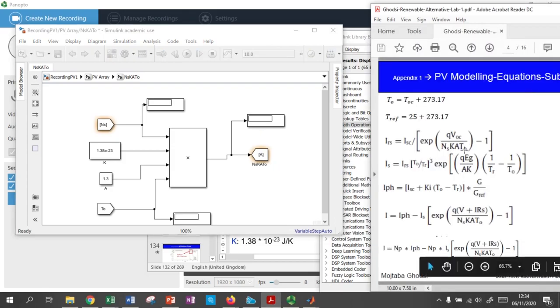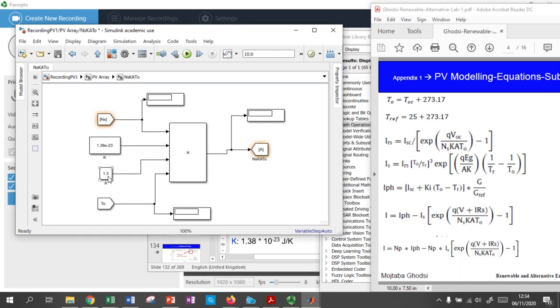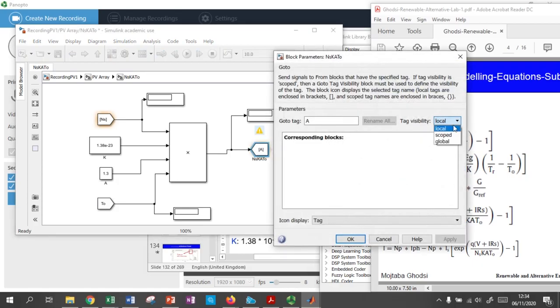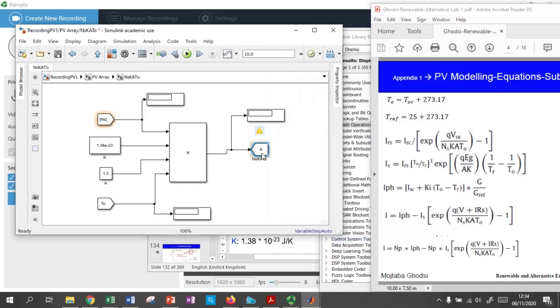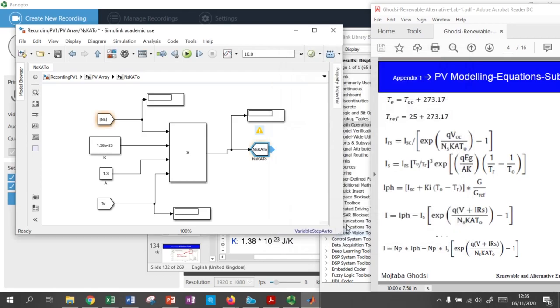Yes, NSKATO are here. All are available here. NS multiplied by KATO from the previous, and NS. Then I should convert it to the global one. Oh, I made a mistake. Its tag number is NSKATO. Then I convert it to this one. It's better to remove the under name here because the real name of this one is this one. Okay, then it's here.